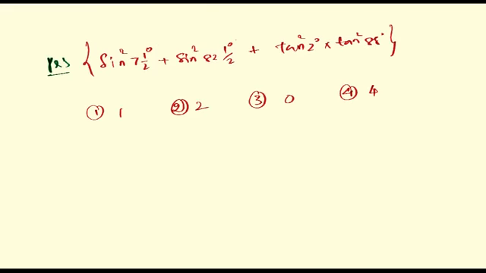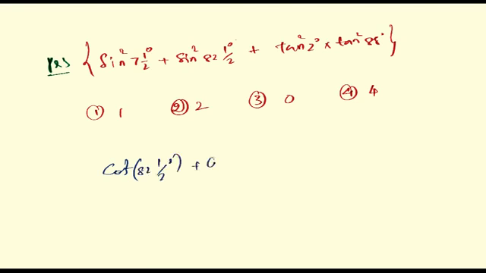Yeah friends, this is again one more problem. Sin square 7.5 plus sin square 82.5 plus tan square 2 plus tan square 82.5. So try to solve this problem in this way. Sin square 7.5, just now we have seen, you can write it as cos square of 90 minus 7.5, which is 82.5. Directly you can write it out.